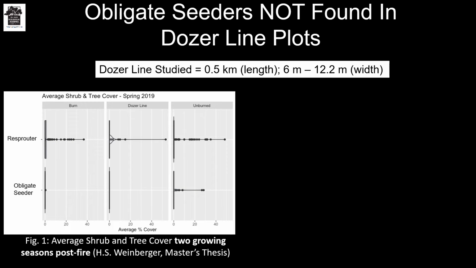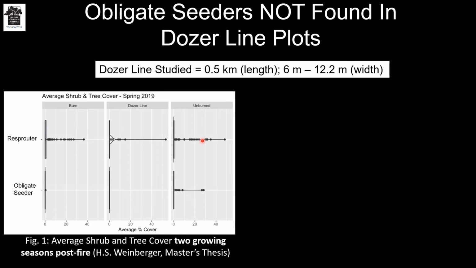The dozer line we studied was half a kilometer in length and 6 to 12.2 meters in width. On this graph, we have regeneration strategy on the y-axis and average percent cover on the x-axis. This data is broken up by treatment type in 3 panels. So we have burn on the left-hand side, dozer line in the middle, and unburned in this right-hand panel.